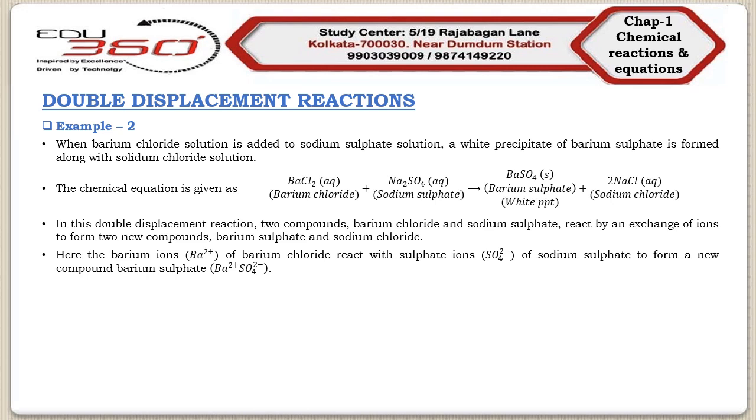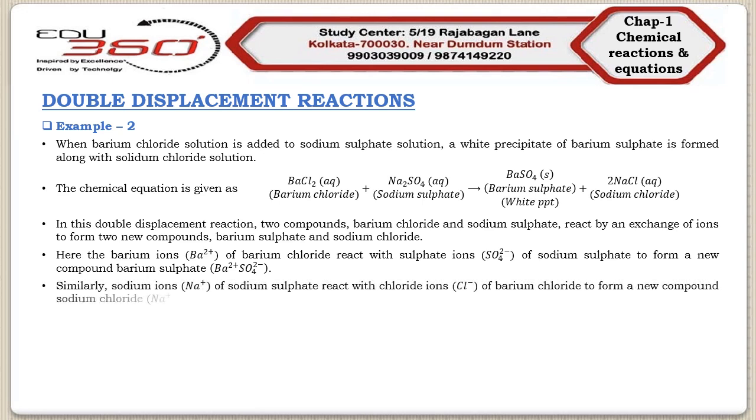Next we will consider the reaction between Na+ and Cl-. So similarly there will be a reaction between sodium ions Na+ of sodium sulfate and chloride ions of barium chloride, and as a result we are getting another new compound, which is the sodium chloride solution. It is represented by Na+ Cl-.